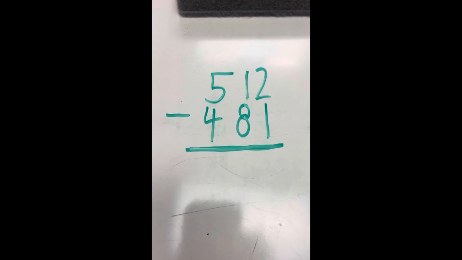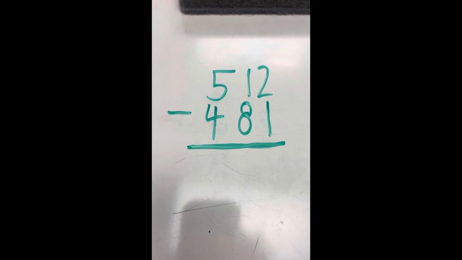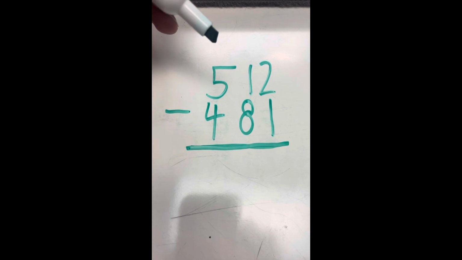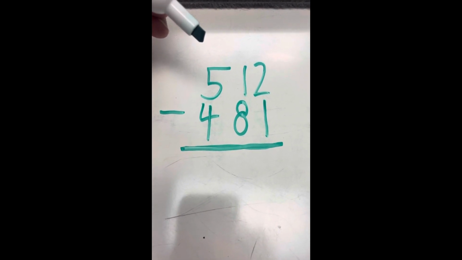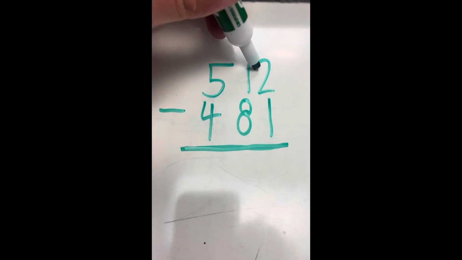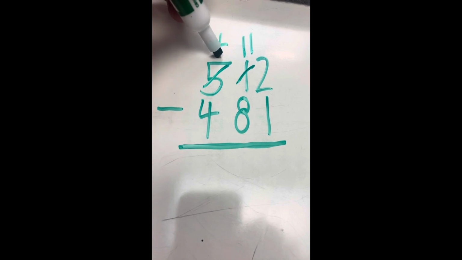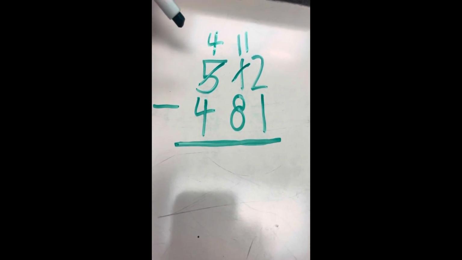Example number 8 now. So for this problem, 512 minus 481, we have to regroup in the tens place. You can't start out with 1 and take away 8. So what I'm going to do is take a 10 from the hundreds place and add that to the tens place. So the 1 is going to become an 11, and the 5 is going to become a 4.